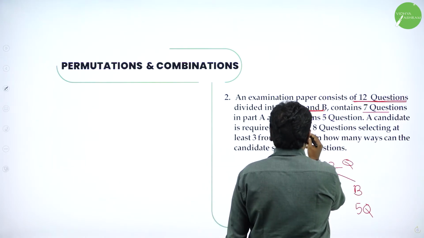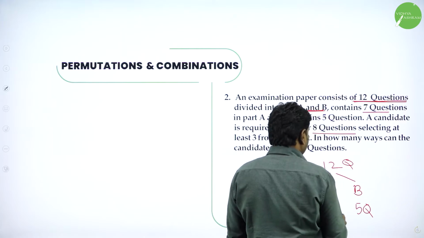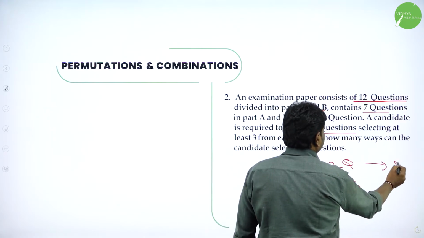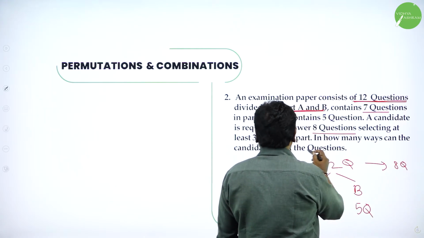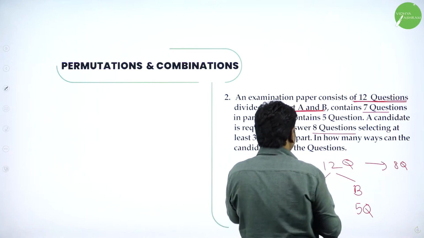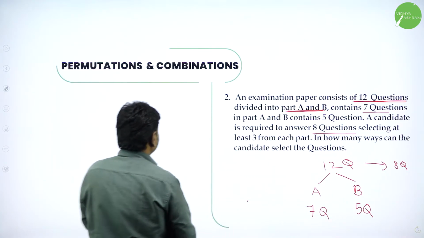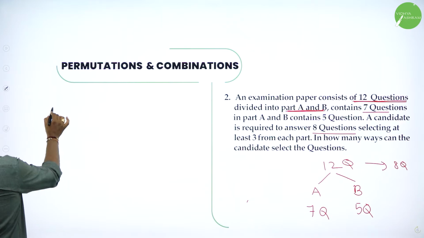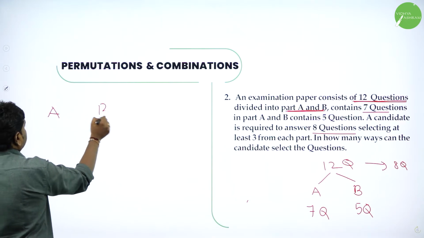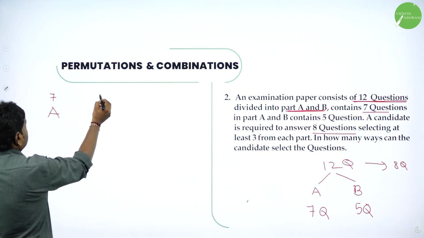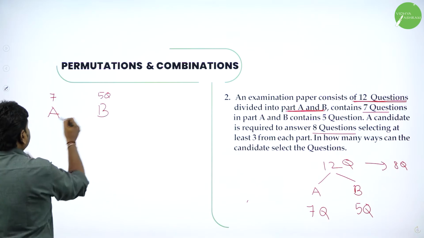A candidate has to answer 8 questions. So in total you should select 8 questions, selecting at least 3 from each part. Part A we have 7 questions, part B we have 5 questions. At least 3 you should select.